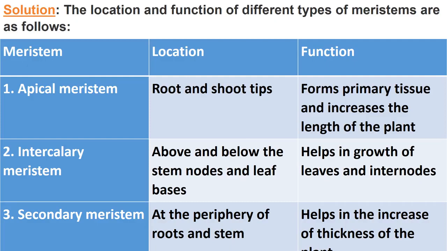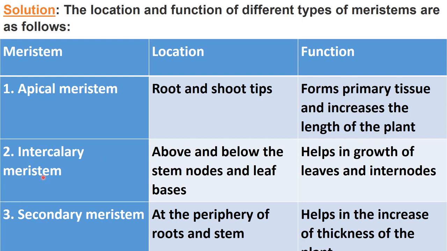Now let's discuss the answer of question number 1 of NCERT that I gave in homework, and this is the answer. The location and function of different types of meristems are as follows. There are 3 types of meristem: apical meristem, intercalary meristem and secondary meristem, which is also called lateral meristem. The apical meristem is located at the apex of root and shoot tips. Its function is to form primary tissue and increase the length of the plant, on both the root and the shoot.